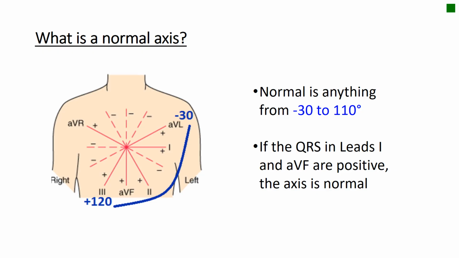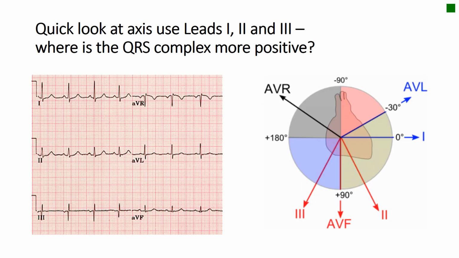If the QRS in lead 1 and AVF are positive, the axis is normal, because then it's between those two. It's in this direction. They're both positive. Okay. So a quick look at the axis is to use leads 1, 2, and 3. And where is the QRS complex more positive? So it's more positive in lead 1.